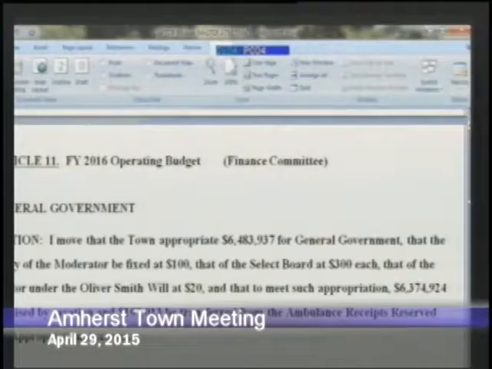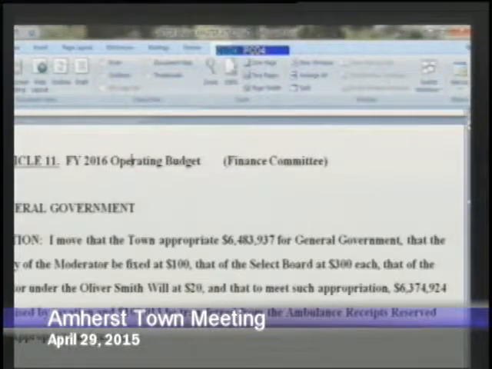Mr. Moderator, I move the town appropriate $6,483,937 for general government, and that the salary of the moderator be fixed at $100, that the select board at $300 each, and that of the elector under the Oliver Smith will at $20. And it's a bargain.